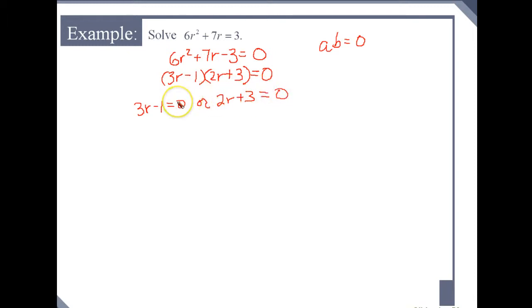So I transpose the negative 1. It becomes a positive 1. I divide both sides then by 3. X equals a positive 1/3.